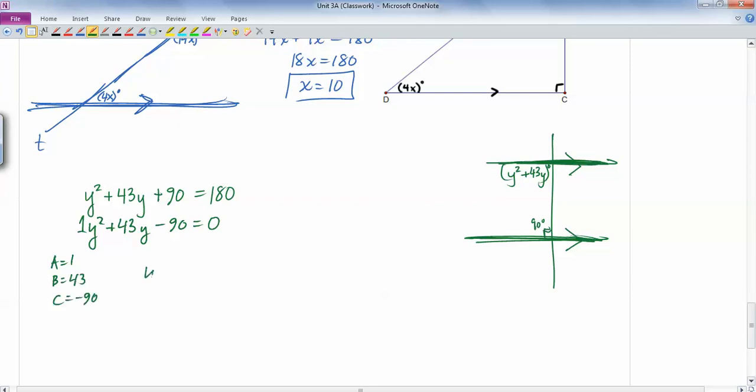So now I'm going to plug it into the quadratic formula, which says I need negative b plus or minus the square root of b squared minus 4ac all over 2a. Now you can do this by hand if you want, but notice you're going to have to square 43 and then subtract 4 times 1 times negative 90. So what I would recommend is using the calculator.